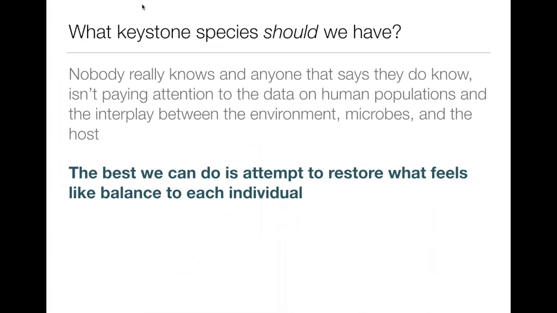All right, so what keystone species should we have? We've looked at all this evidence, all these charts, all these theories. And the answer is that nobody really knows. And there probably isn't a quote-unquote diverse microbiome that's appropriate for all of us. Because remember, we have this really intricate relationship between our environment, our genes, which we haven't even really talked about and won't get into tonight, and our microbiome. So what's diverse for me won't be diverse for someone else with different circumstances. The best that we can do is attempt to restore what feels like balance to each individual. So we're going to test them, see what they're missing, try to restore that, and bring things back into balance. And this can take time. So it's not something that happens overnight typically.